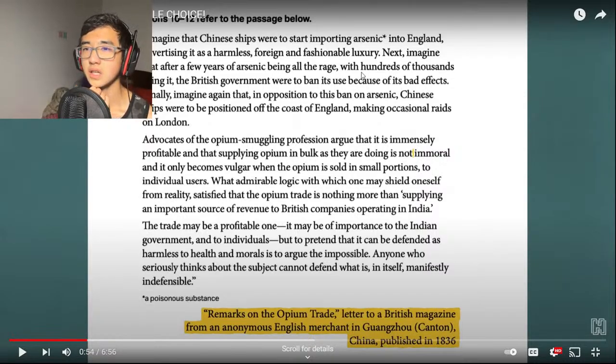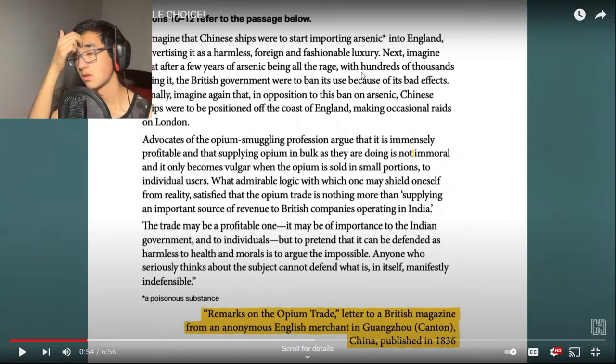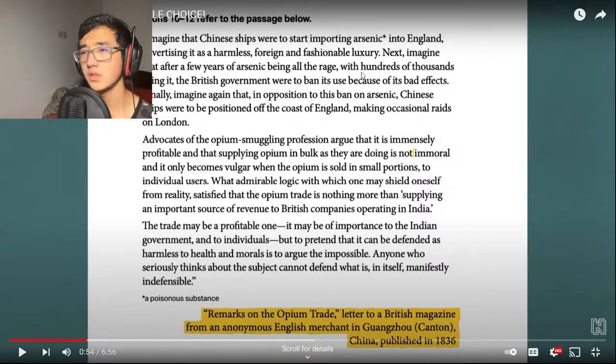to this ban on arsenic, Chinese ships were to be positioned off the coast of England, making occasional raids on London. Advocates of the opium smuggling profession argue that it's immensely profitable and that supplying opium in bulk, as they are doing, is not immoral, and not only becomes vulgar, and opium is sold in too small portions to individual users.